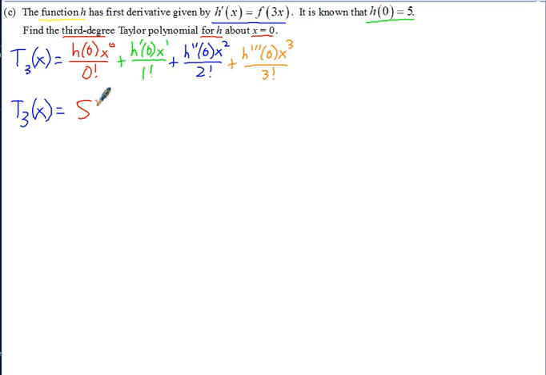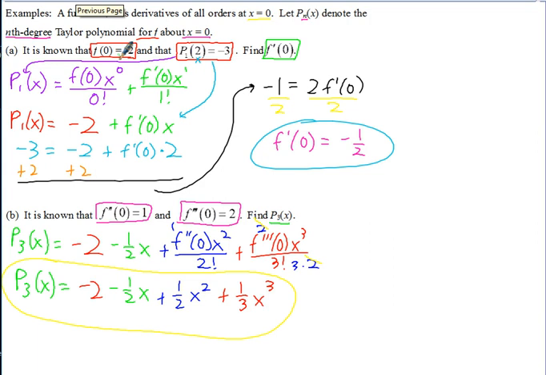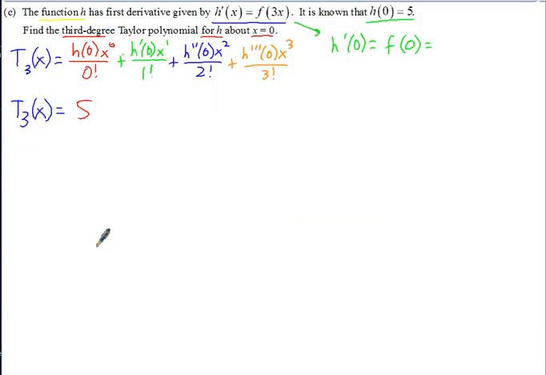Next, we need to know h prime of 0 to get our second term, right? But we have h prime of x, so if we just substitute in 0 there, h prime of 0 would be f of 3 times 0, which is just 0. So that's equal to f of 0. Well, what's f of 0? Didn't we already find that? Actually, it gave it to us right here. f of 0 is negative 2. So we know that's negative 2. So this is going to be negative 2 times x. 1 factorial is just 1, so that's going to be negative 2x. There's our second term of our third degree Taylor polynomial.